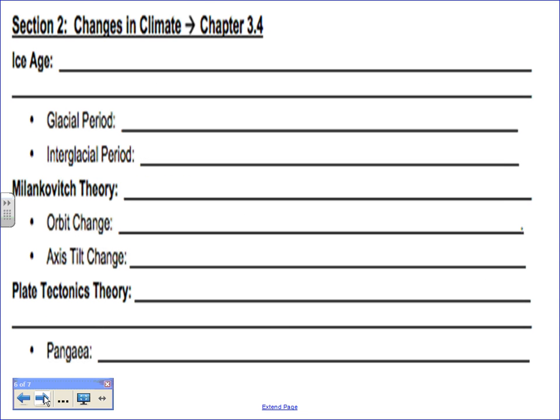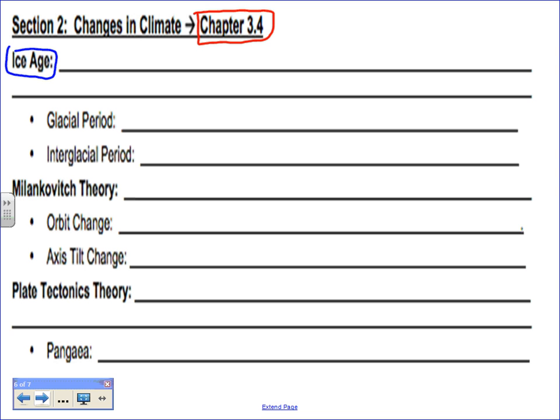But now I want to move into section 2. And section 2 is the changes in climate. And the changes in climate is, again, chapter 3, but it's in section 4. Okay? And remember, the focus was looking at the variables that have changed our climate over the history of our planet. And one of the major things was the Ice Age. Okay? And we're going to put the Ice Age in blue, kind of representing cold.